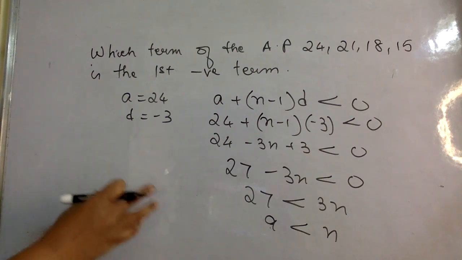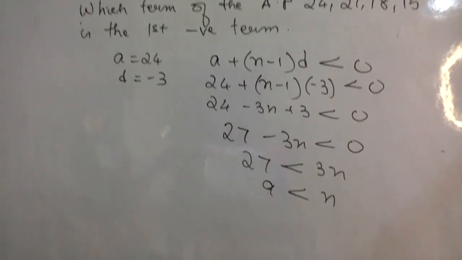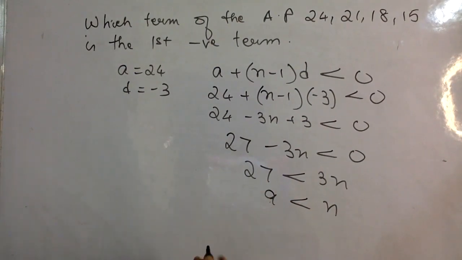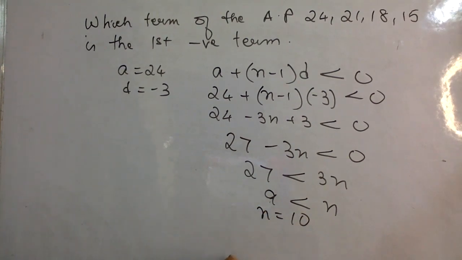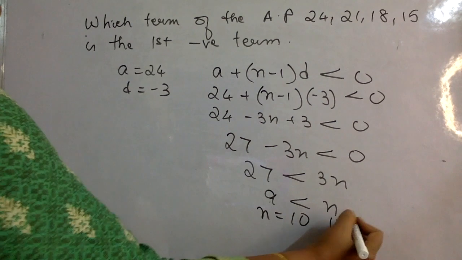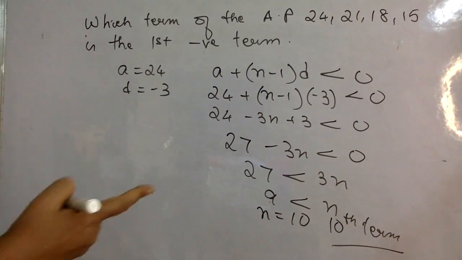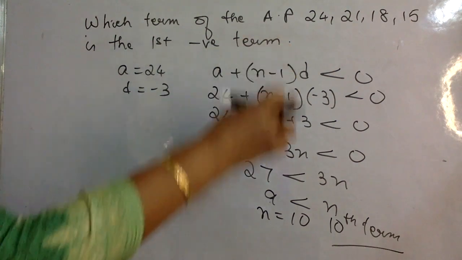So what do we get? If n is greater than 9, that means we have to take all integral values, n is equal to 10. Therefore the 10th term is my answer. The 10th term becomes the first negative term. So use this inequality sign.